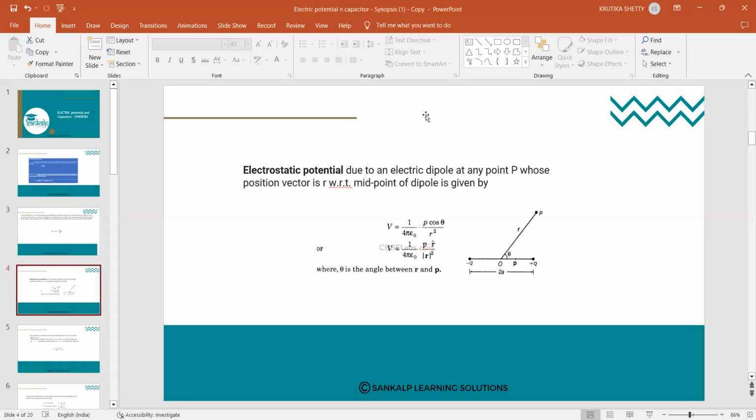Then the next point is the electrostatic potential due to an electric dipole at any point P, whose position vector is R with respect to the midpoint of the dipole. I'm just telling you the formula as a synopsis. We are not dealing with the derivation here, because in all the schools and colleges you have already learned the derivations. If you have any doubt we can discuss it, but we will not waste much time in the theory part.